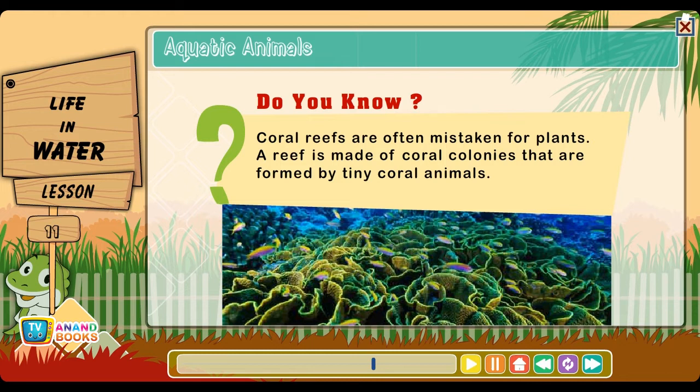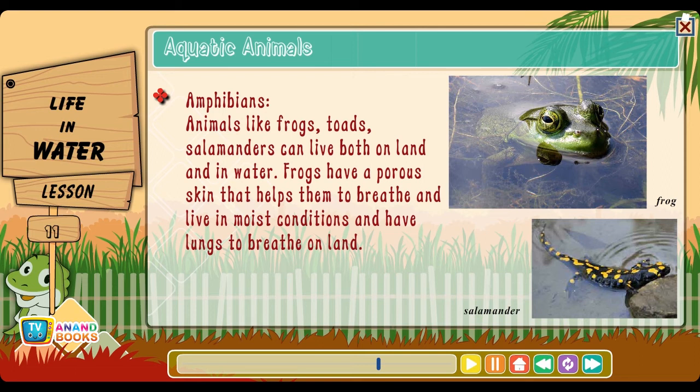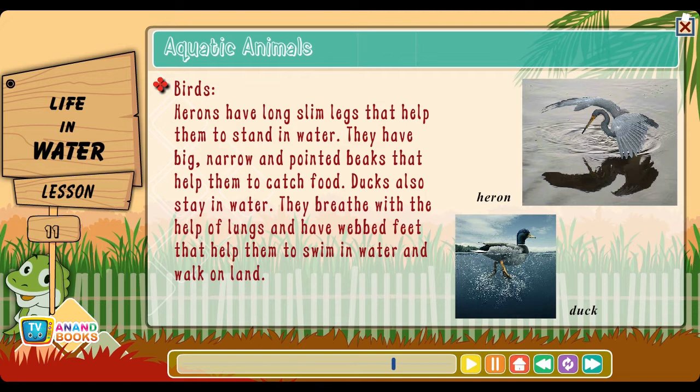Amphibians. Animals like frogs, toads, salamanders can live both on land and in water. Frogs have a porous skin that helps them to breathe and live in moist conditions and have lungs to breathe on land. Birds. Herons have long, slim legs that help them to stand in water.